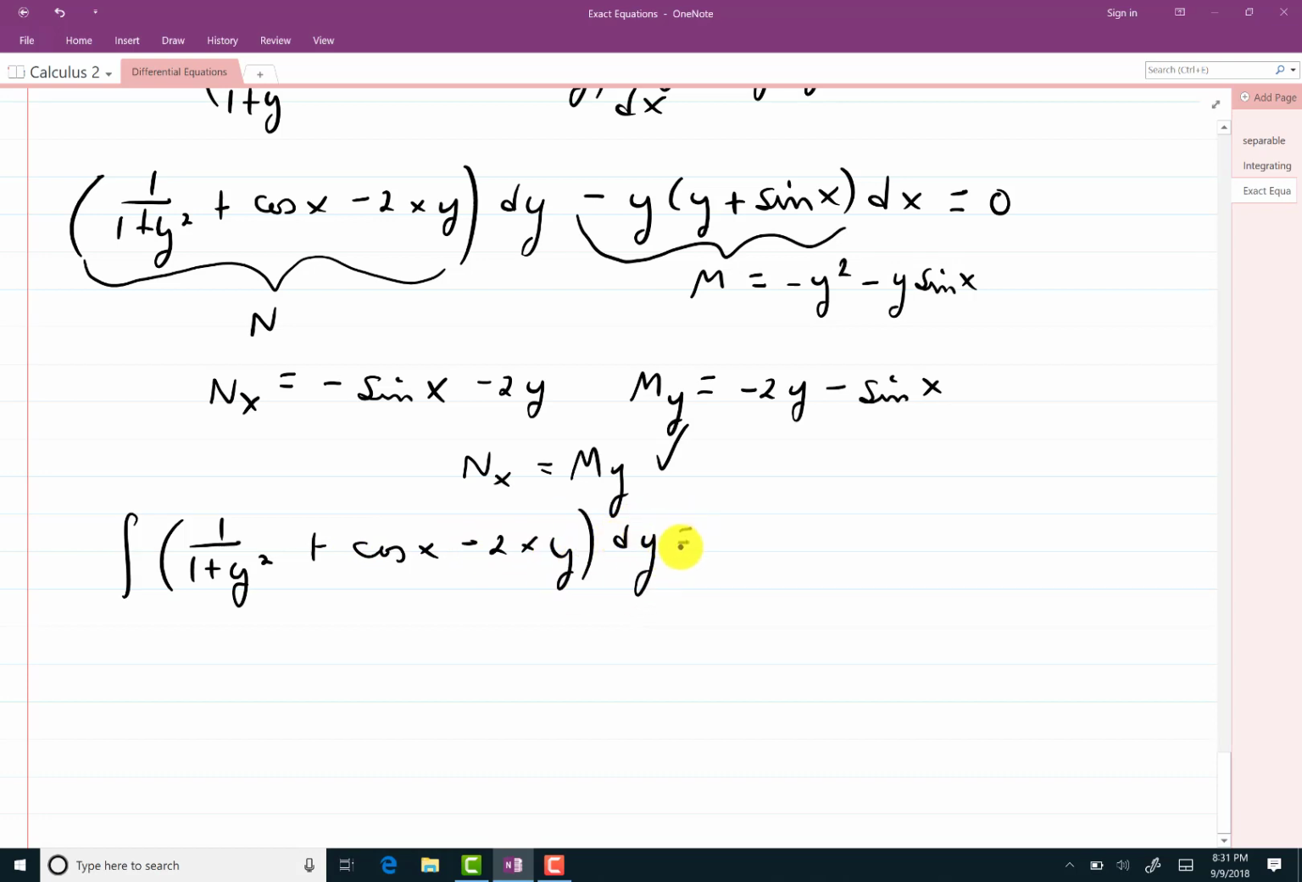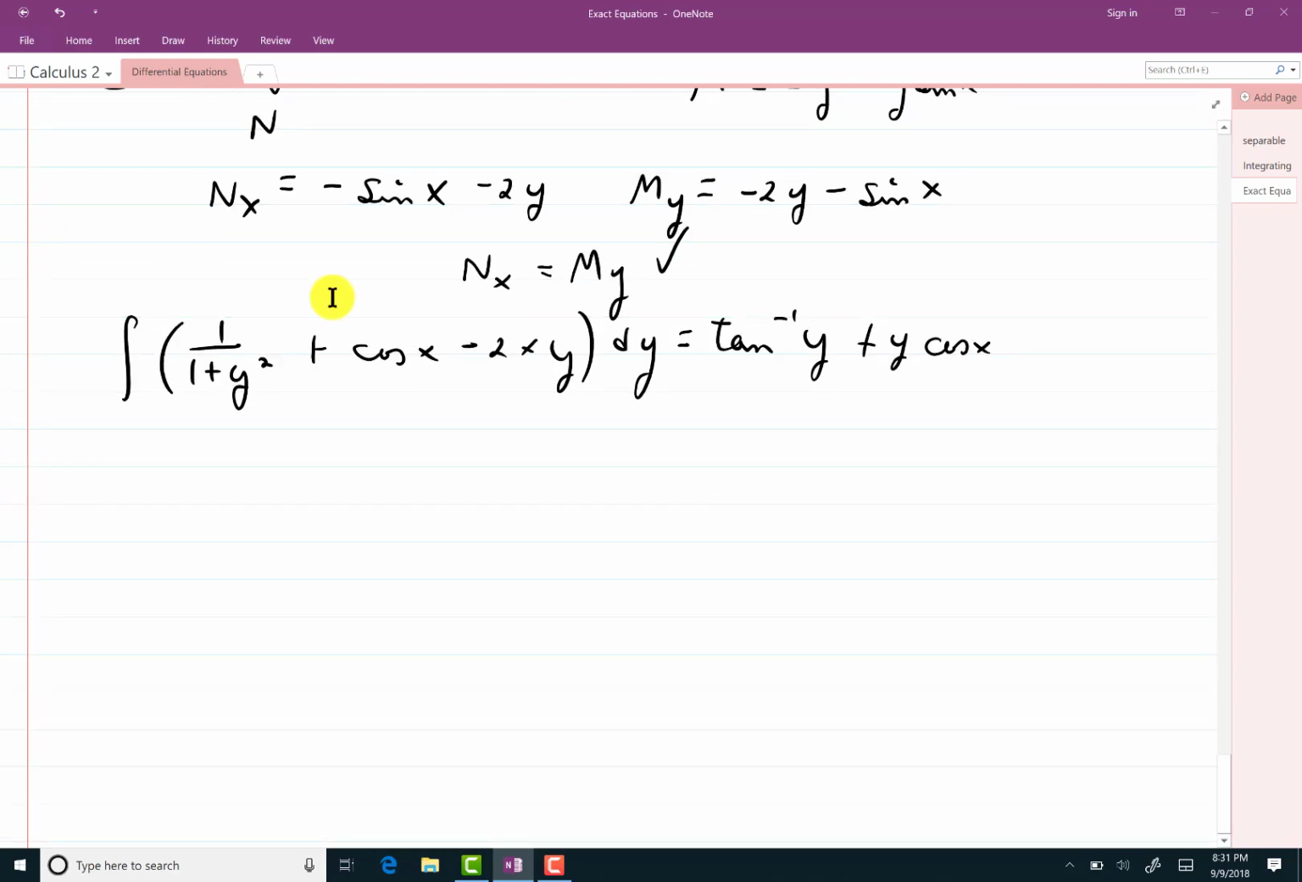And when I integrate, hopefully you remember that 1 over 1 plus y squared is arctangent of y. Cosine of x, so it's like a constant in this world, so I'll have plus y cosine of x. This will be the portion that involves both y and x that you can't split apart. And then finally, I'll get a y squared over 2. It'll cancel out the 2, and I'll get negative xy squared plus a constant in x.